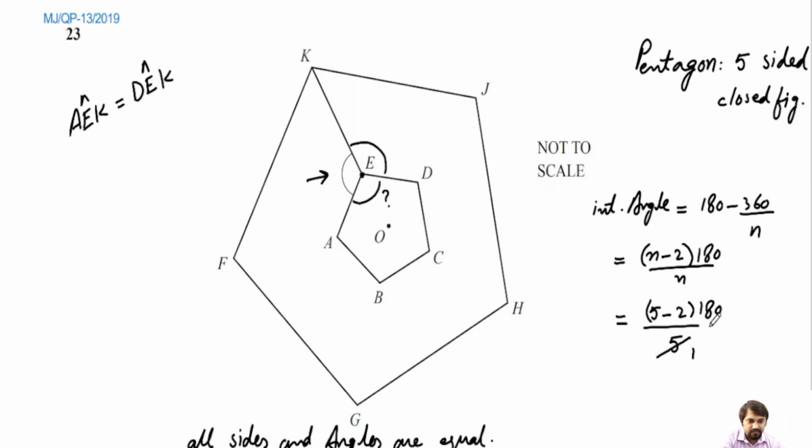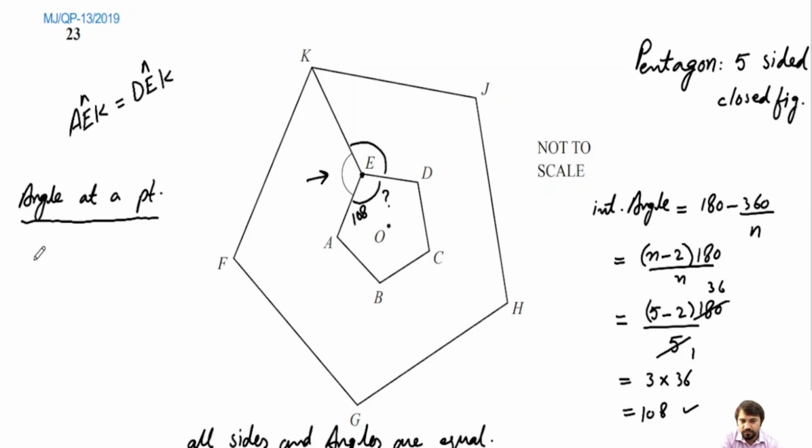We can cancel 5: 5 3 times 15, 3 carry, 5 6 times 30. And 5 minus 2 is 3, so 3 into 36. Now multiply: 3 6 times 18, 8, 1 carry, 3 3 times 9 and 1, 108. So this is the interior angle of a pentagon. So this angle is 108 degrees and these two are equal angles. We need to calculate this angle. So I'm going to write: angles at a point add up to 360 degrees.